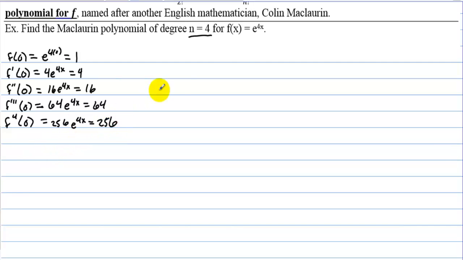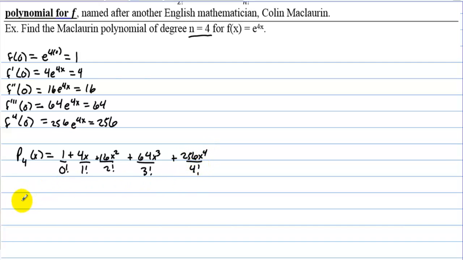The polynomial that approximates the function e to the 4x is the Maclaurin polynomial of the fourth degree: p sub 4 of x is equal to 1 plus 4x over 1 factorial, and the first term is really over 0 factorial. Let me write that, 0 factorial. Then we have plus 16x squared over 2 factorial plus 64x to the third over 3 factorial plus 256x to the fourth over 4 factorial.